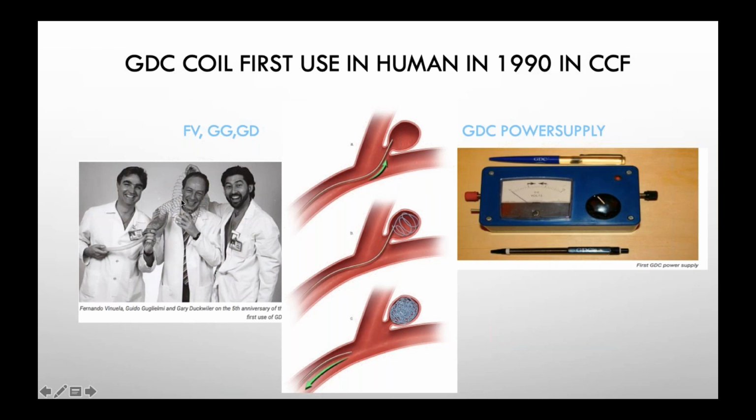This is Guglielmi, and this is Fernando Vinuela and Gary Duckwiler, some UCLA interventional radiologists, and they developed this coil called the Guglielmi coil, which is a detachable coil. So you get the catheter in there and you let it form, and only if you're happy with it can you release it. Again, the first coil was used in a carotid cavernous fistula in 1990 at UCLA.